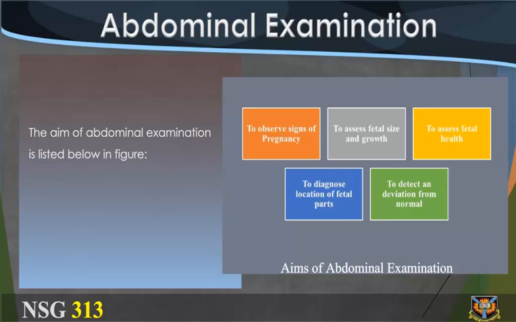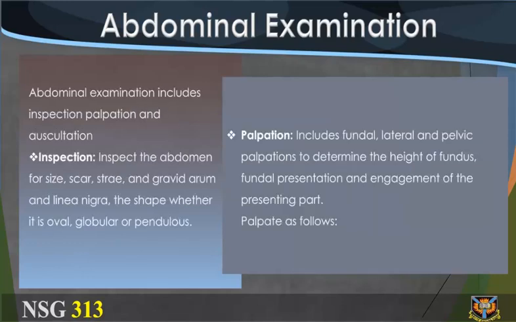Abdominal examination. The aims of abdominal examination are listed below in a diagram: to observe signs of pregnancy, to assess fetal size and growth, to assess fetal health, to diagnose location of fetal parts, to detect any deviation from normal. Abdominal examination includes inspection, palpation, and auscultation.